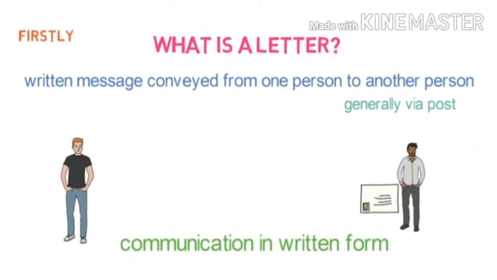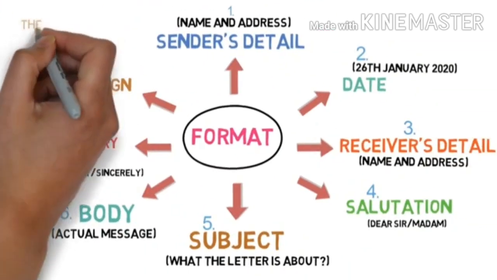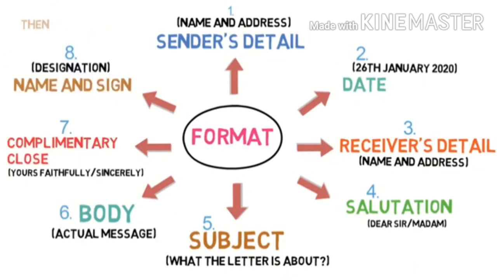Okay, let's revise. What is a letter? We have seen what a letter is. A letter is a written message conveyed from one person to another person. So it's a communication. Then we have seen 2 types of letter, formal and informal. Then we have 8 parts of the format. So see this. First one is sender's address, date, receiver's details, salutation, subject, body, complimentary close, name and sign. We have seen this.